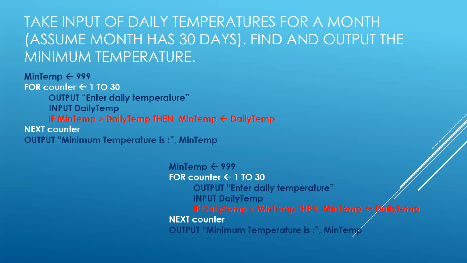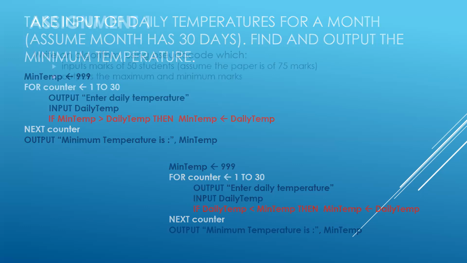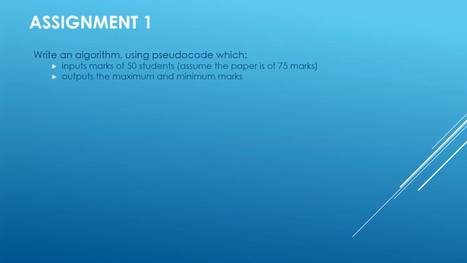Are we ready for an assignment? Okay, this is the assignment. Let's see how quickly we are able to do it. Write an algorithm using pseudocode, which inputs marks of 50 students, assuming the paper was of 75 marks, and outputs the maximum and the minimum marks, or you can say the highest and the lowest marks. Now I'm giving you 5 minutes. Very quickly do it, and we will compare our answers then. Your time starts now.